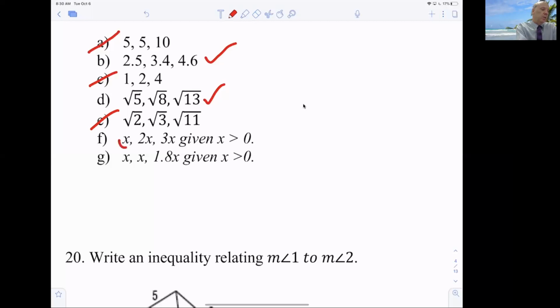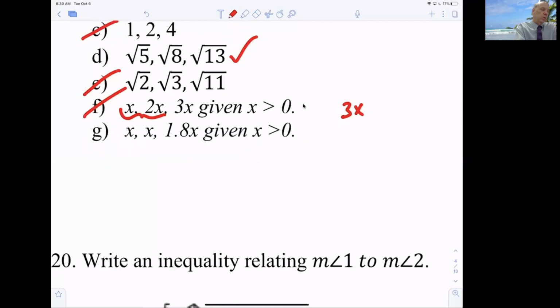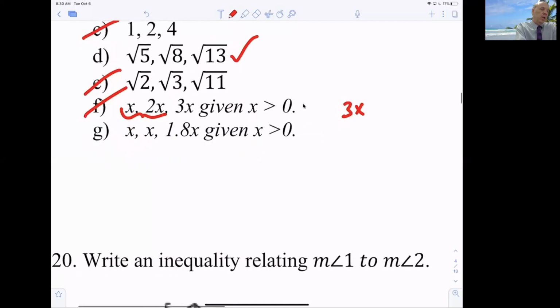X plus 2x would be what? So that's a no, right? And what about x and 1.8x? Yeah, I'm happy. What if x was a decimal? Well, remember, whenever you're adding x plus 2x, you get 3x regardless of the decimal. True? Are you talking about G? Yeah. So what if x was like 0.5?